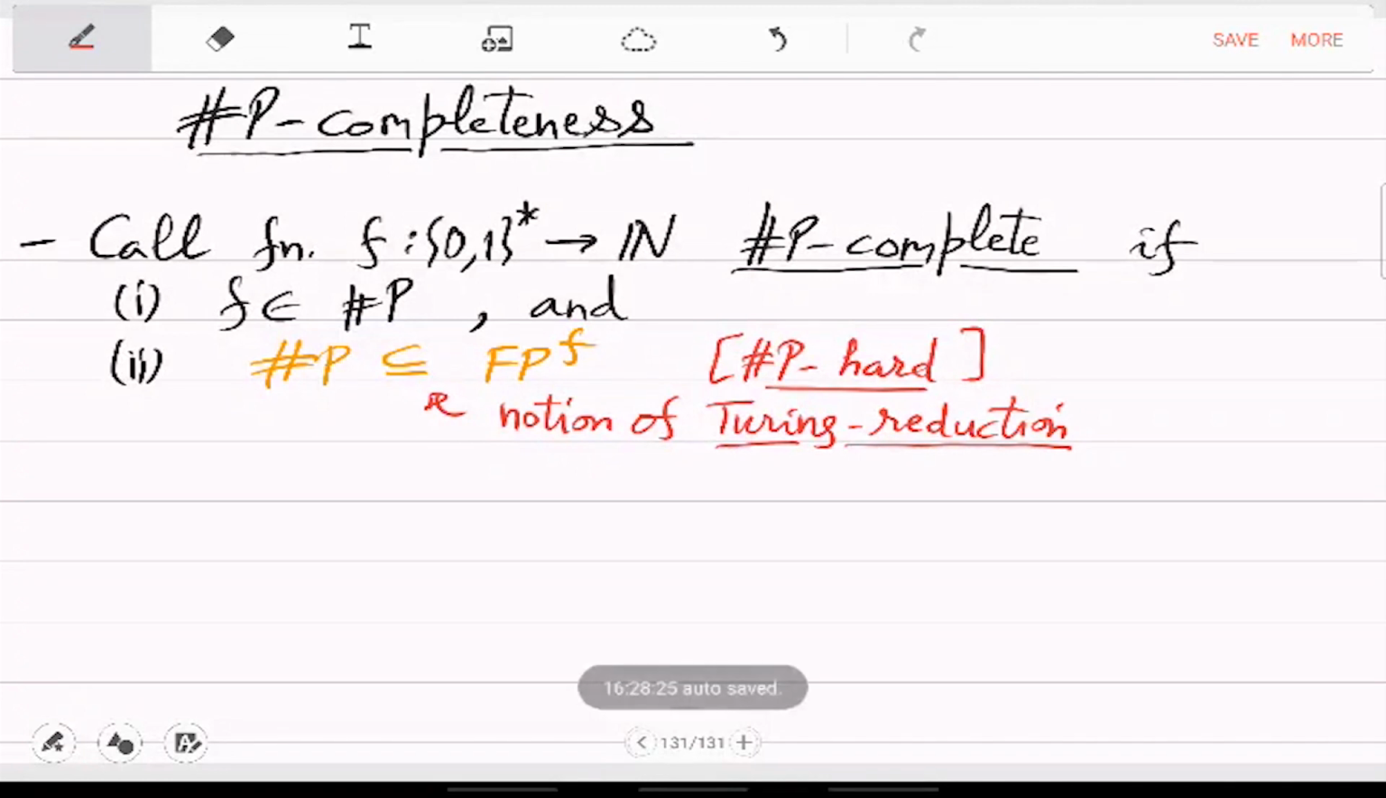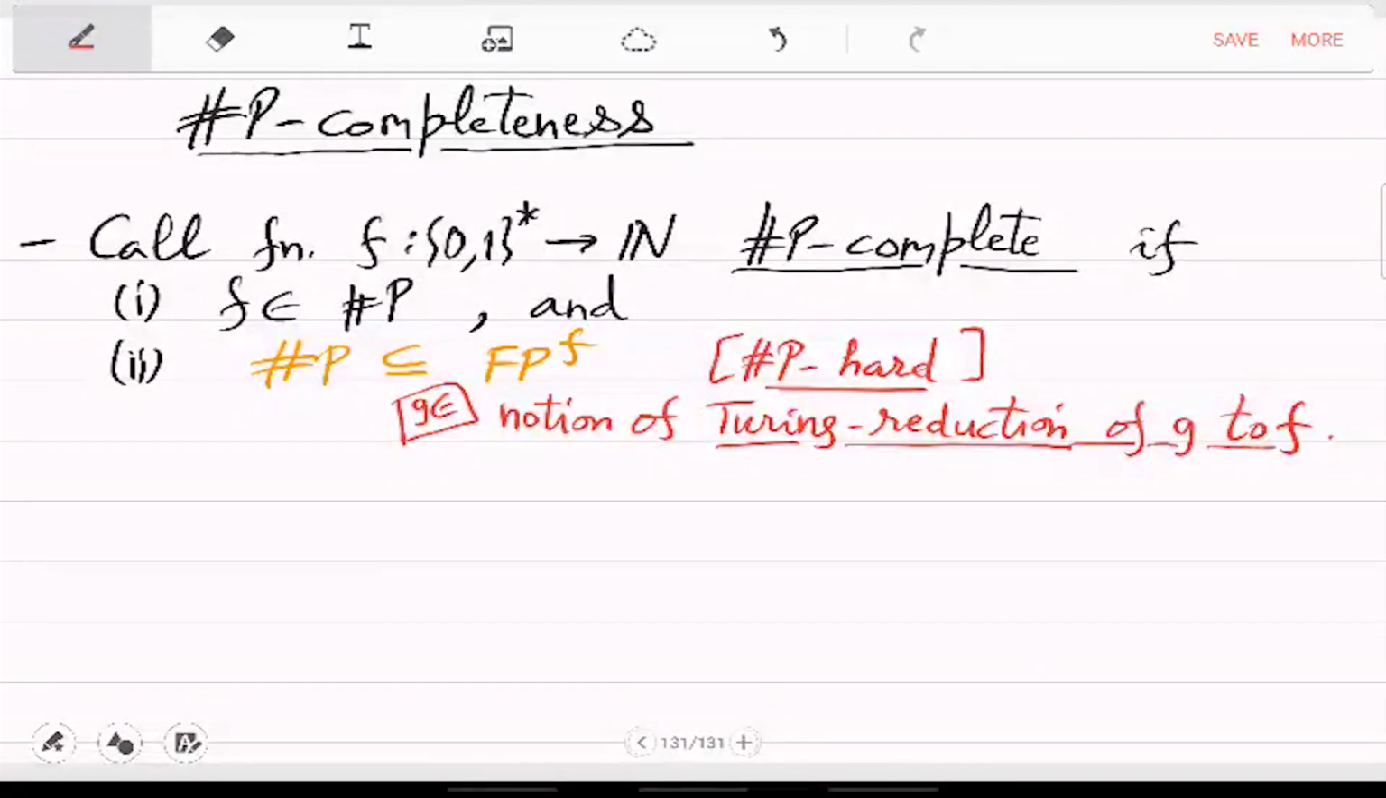So if, using this, you can solve a problem G, then you call it a Turing reduction from G to F. Suppose G is here. Then this is the notion of Turing reduction of G to F. Okay, this is much more powerful than Karp reduction.